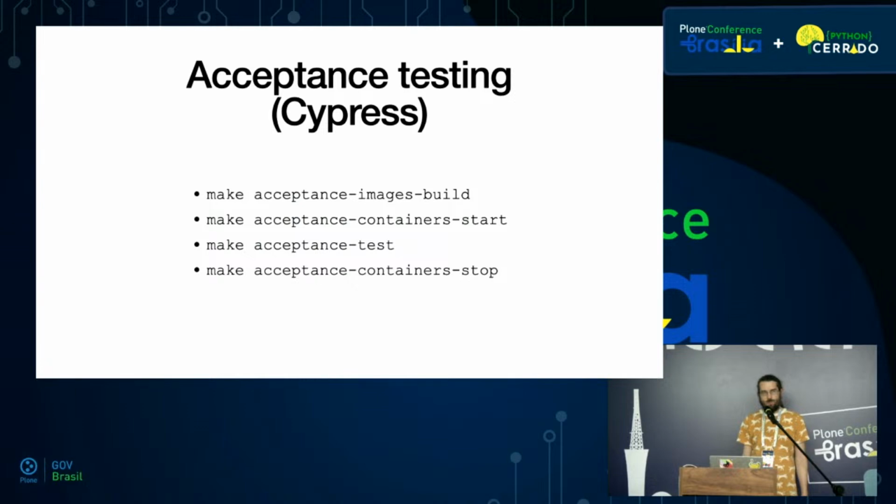We get the tools we need for acceptance testing with Cypress, so you can write end-to-end tests in JavaScript that are operating a real browser. So we have make acceptance images build. That'll build a slightly modified version of the images for acceptance testing. Acceptance container start will start those containers with those images. Acceptance test will actually start the test tool. And acceptance container stop, that will stop everything again.